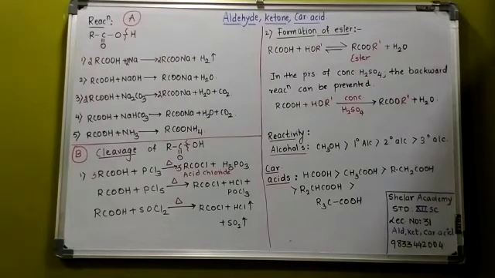I repeat, OH from the carboxylic, H from alcohol is removed. It is not vice versa, and it is proved, and we have the mechanism for the same. In the next lecture we will proceed with the mechanism of esterification.